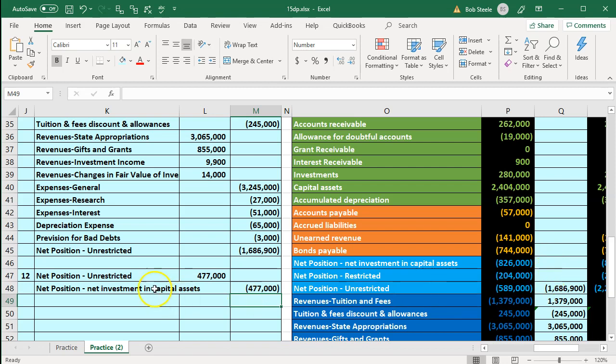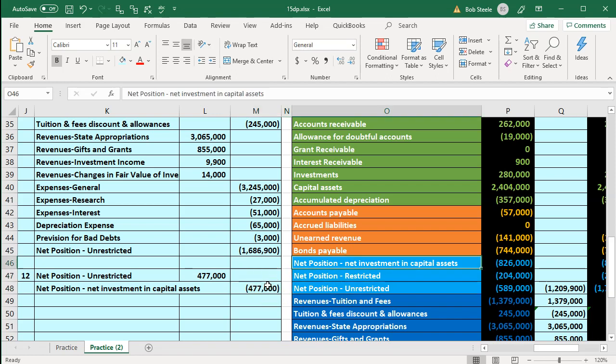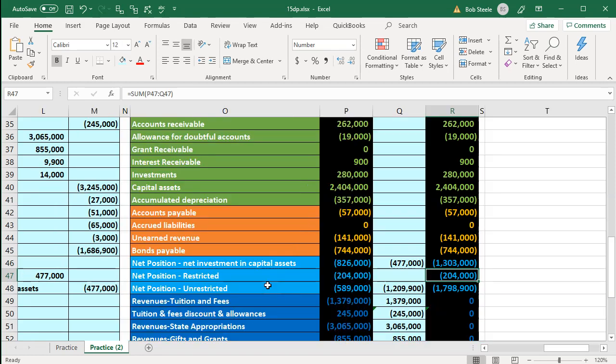So we'll record the net position unrestricted first. That's here. Something's in it, so we're going to say F2 plus F2 and then scroll over to that 477,000 and enter. It's going down because it's a credit balance account. Then we're going to increase the capital assets account. That's going to be here, and it will be equal to the 477, increasing the capital assets.